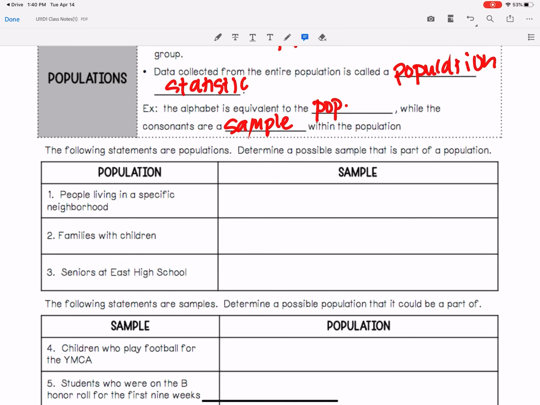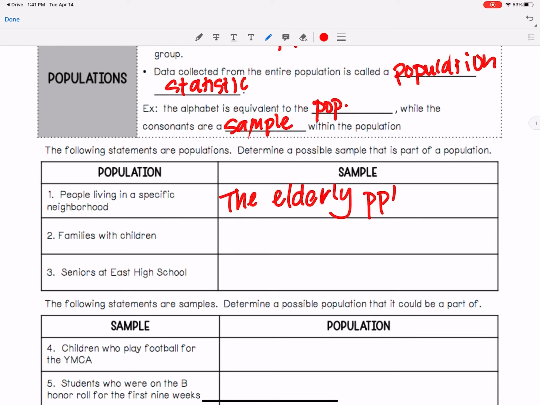Okay, so the following statements are populations. Determine a population sample that is part of a population. So we're figuring out a small group, and we're just coming up with these randomly. There could be many different examples that you could come up with on your own as well. I'm just going to give you a couple. So for number 1, people living in a specific neighborhood. Well, we could come up with a smaller group. We could say the elderly people within the neighborhood. So I'll just write the elderly people. Instead of all the people, what if we just chose a small group? The elderly people. And I'm going to shorten everything today.